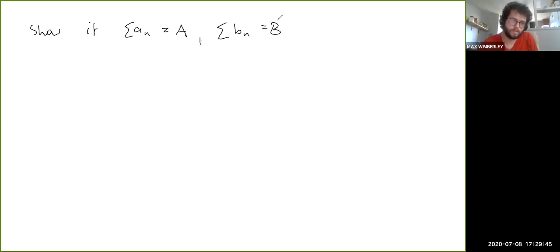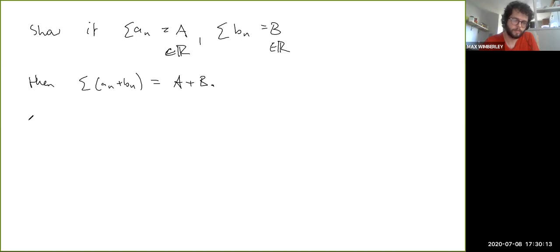So here's a problem that I think is pretty good. This is based on one from the textbook, but I've augmented it a little bit. Show that if an and bn are real numbers, and the series of an and the series of bn both converge to real numbers a and b, then the series an plus bn converges to a plus b.